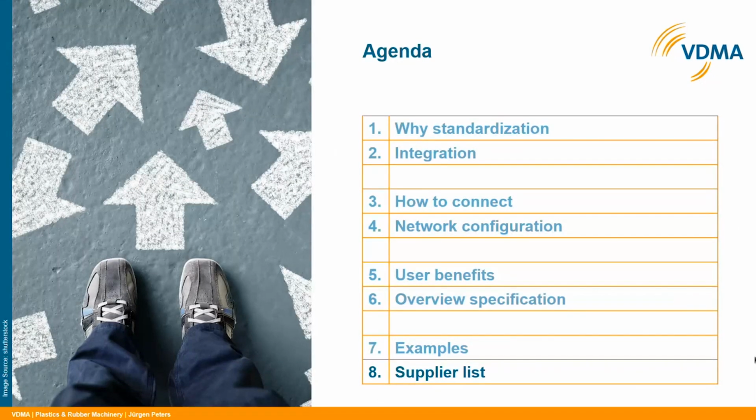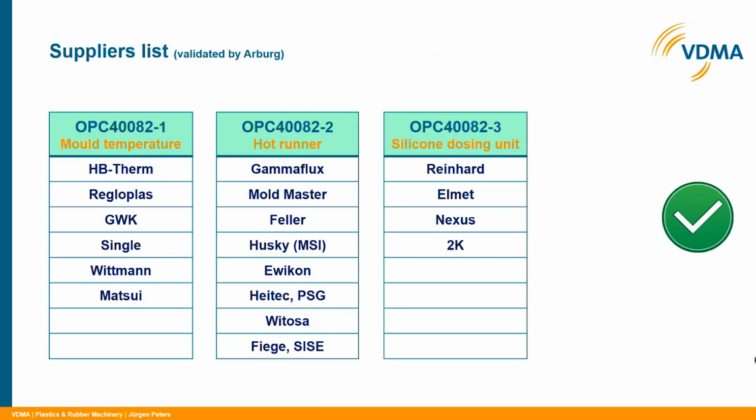And finally, I will show you a list of suppliers which ARBURG has already validated. Here you can see a list of the 3 existing peripheral specifications, the 1, 2, and 3. So in total, ARBURG has already validated nearly 20 different suppliers.